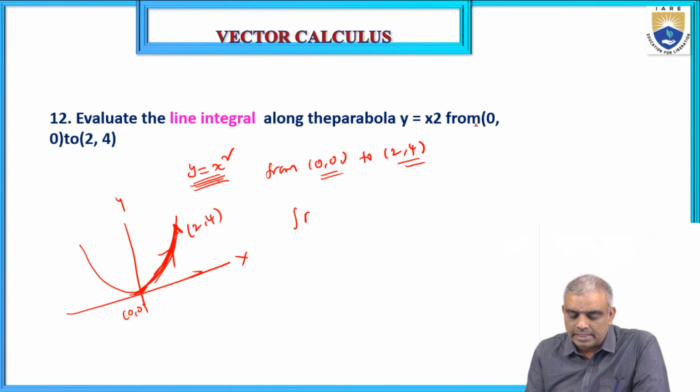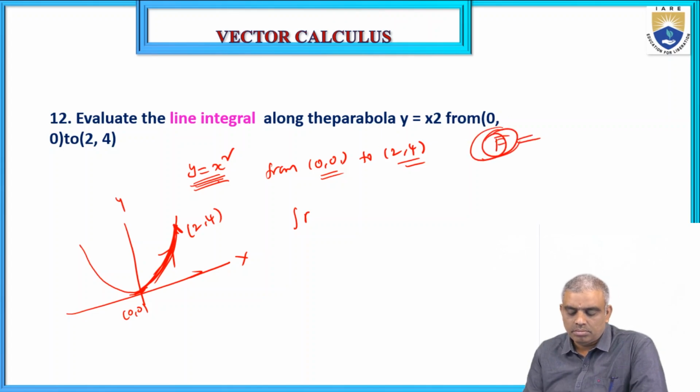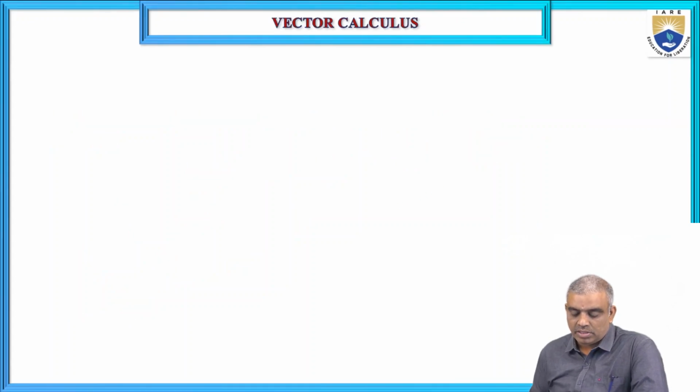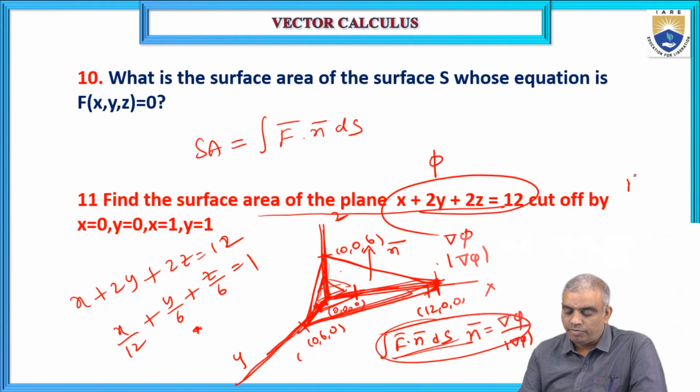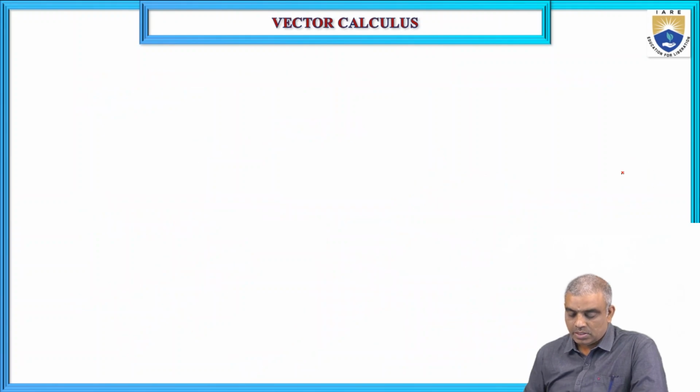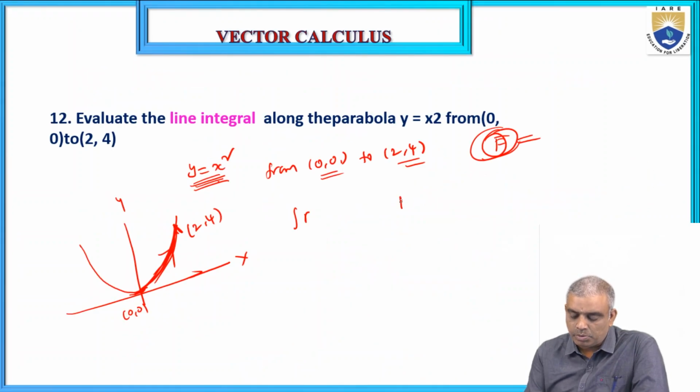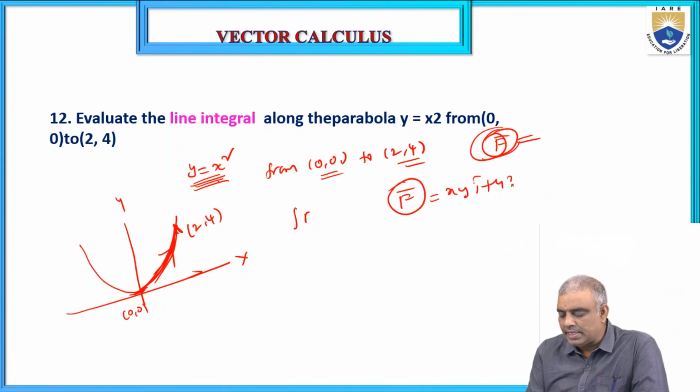So in all the cases, f bar is missing. There is some data missing. F bar is to be there. In this problem also, f bar is missing. Suppose if f bar is there, some function xy i bar plus yz j bar plus x k bar, let us assume that.